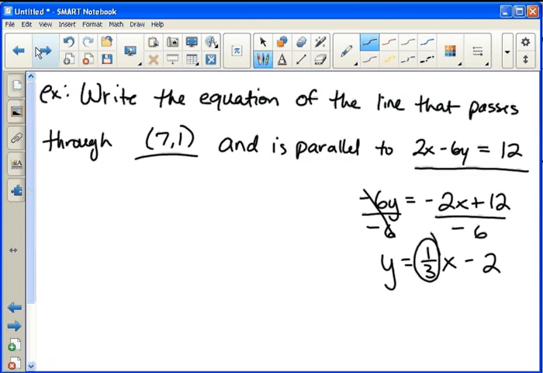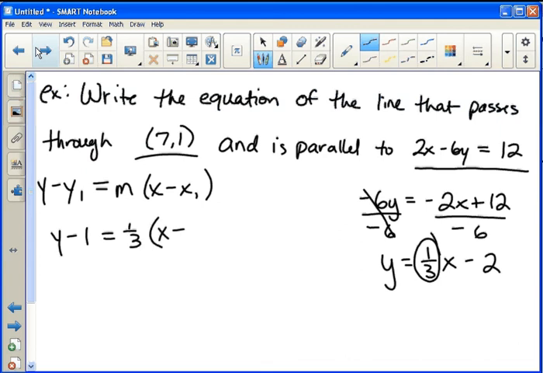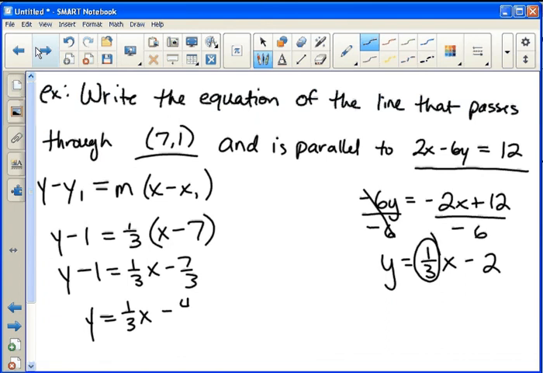So again, we'll use the point slope form. Our y value is 1. Our slope is 1/3. Our x value is 7. So then I distribute the 1/3 and I add 1 to both sides. Since 1 is 3/3, you add 3/3 to -7/3 and you get -4/3. And that is our answer.